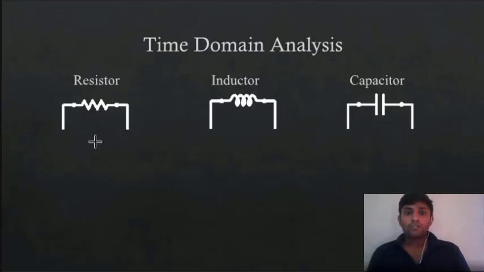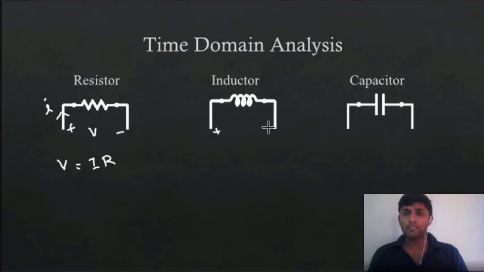In the case of a resistor, if this was the positive terminal and this was the negative terminal of the element, the current through it is, suppose, I and the voltage is V. Then this voltage is given by V equals I into R. I know everyone knows about it. So now let's see what was the case of the inductor.